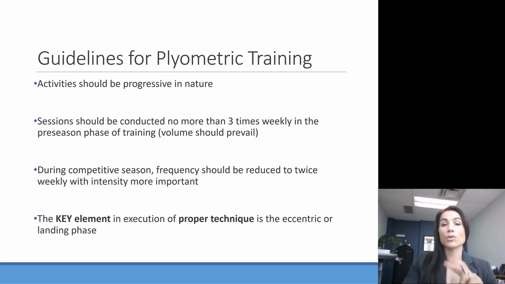Your sessions should be conducted no more than 3 times a week, and this is during preseason. Then during your actual competitive season, if you're working with athletes, that needs to be reduced to 2 times per week. Again, playing around with intensity. The key element with plyometric training is proper technique during that eccentric as well as that landing phase.